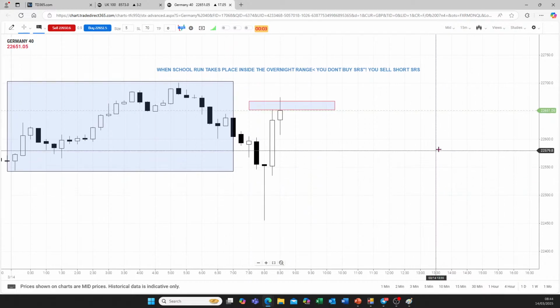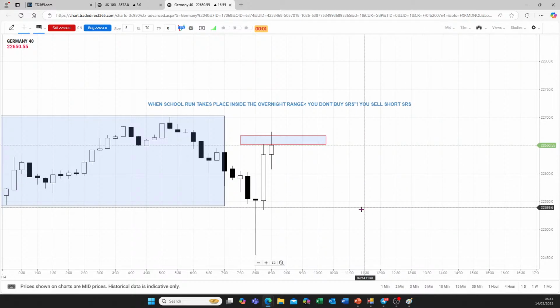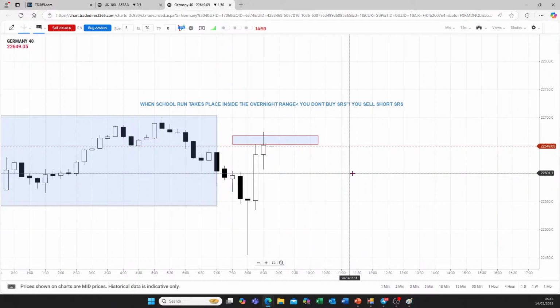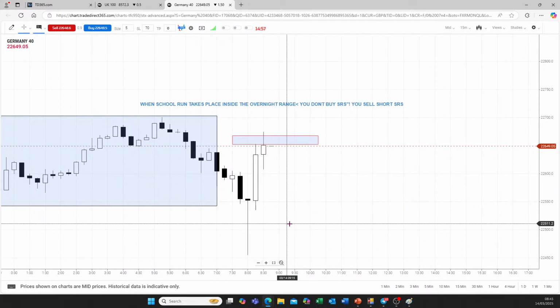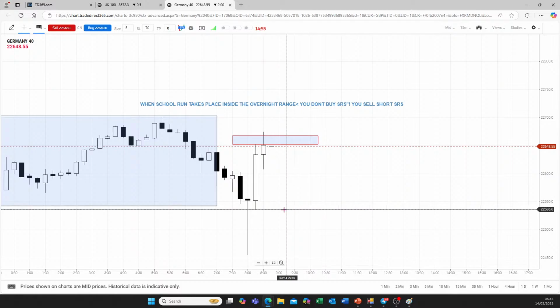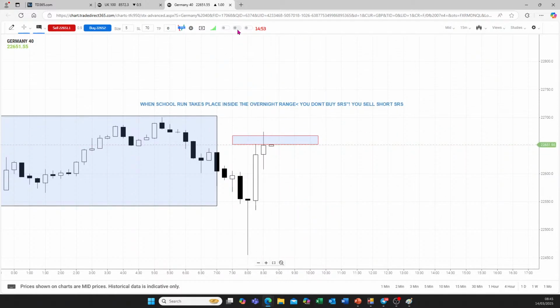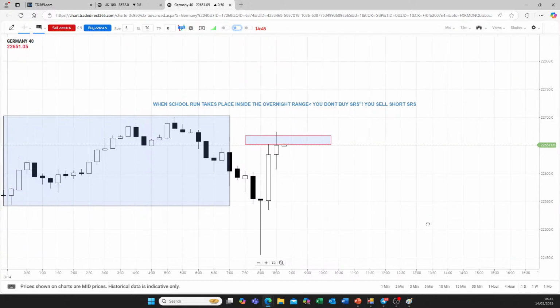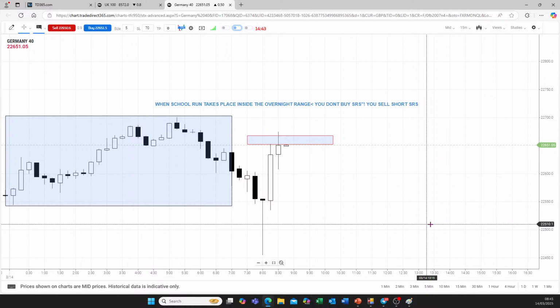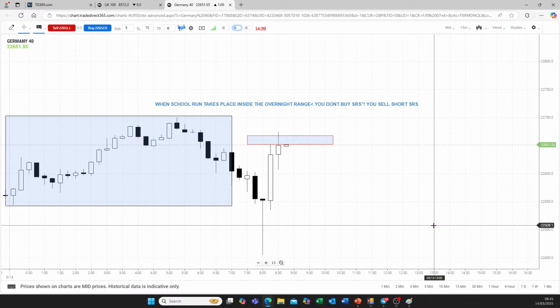I don't believe that we will see a significant retracement from this. I think it was a highly suspicious opening. Almost a manipulative open.